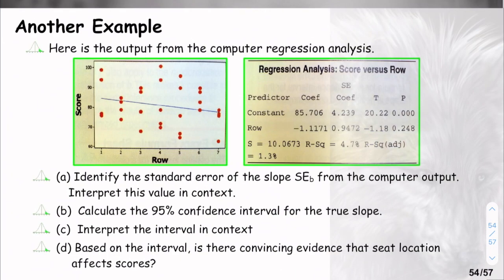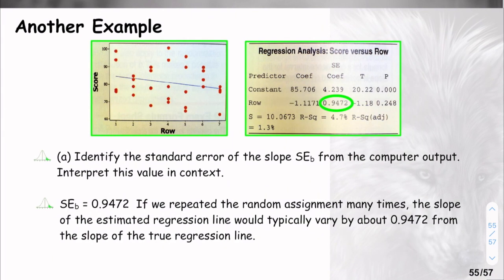So now we're given our scatter plot and our computer output. So here is the output from the computer of our 30 students. We want to identify the standard error of the slope from the computer output and then interpret that value. It's not just writing down the number, but what does this value mean? And then we're going to calculate a 95% confidence interval and interpret that, and then see if this is convincing evidence that seat location affects scores.